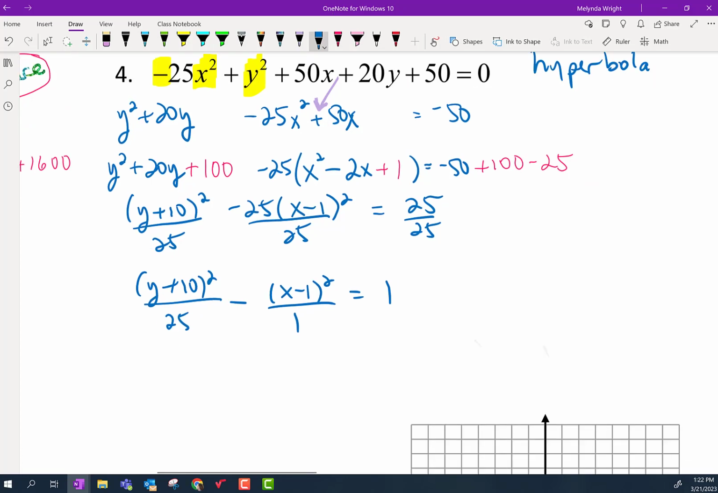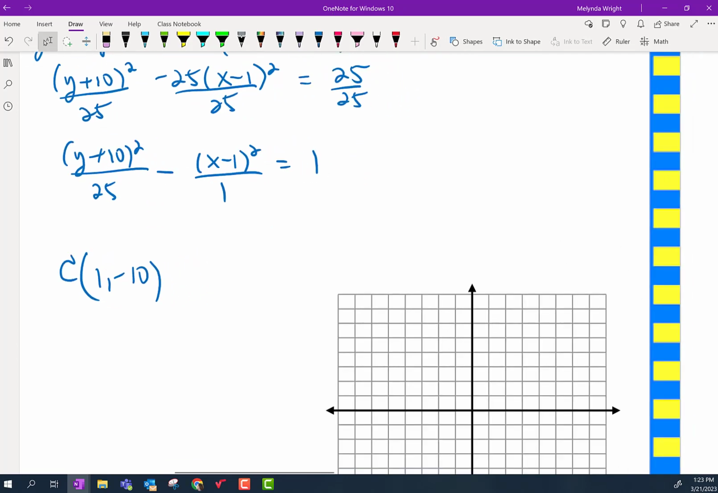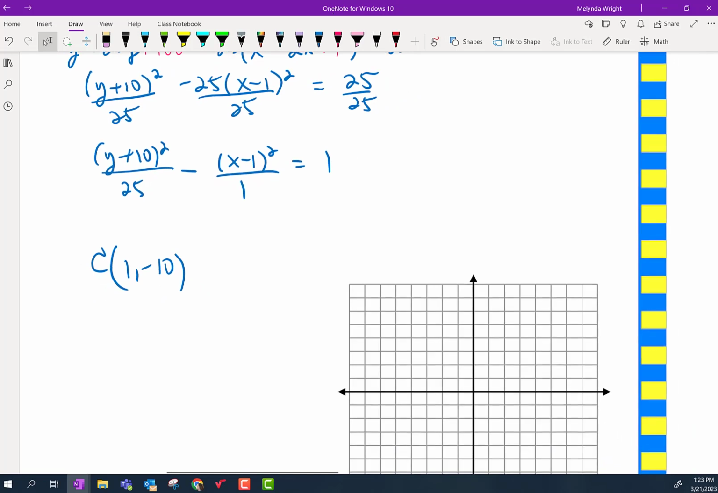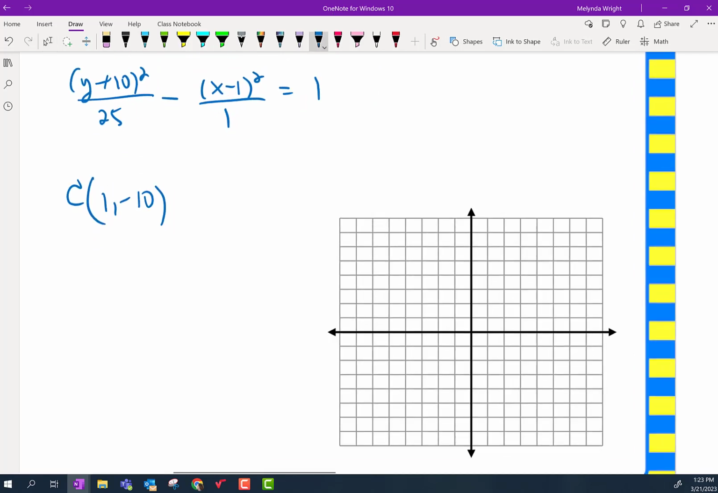So when graphing a hyperbola, we need the center. So let's just write the center down. The center is 1, negative 10. So we're going to have the same issue. 1, negative 10. It's going to go off of the graph, or I'm going to have to scale it. I'm going to go ahead and scale it just so we get more practice with scaling. Again, you don't have to. You can just graph it off of the grid. It's really whatever you want to do. So we're going to scale by 2's again.